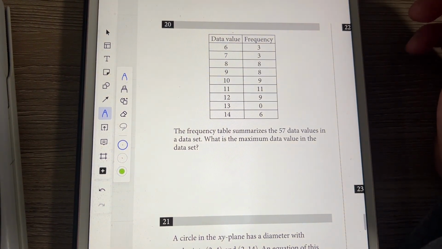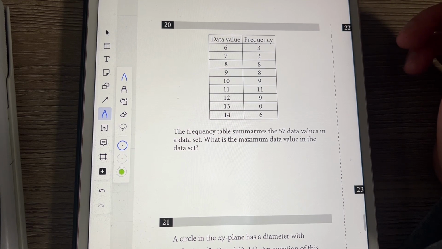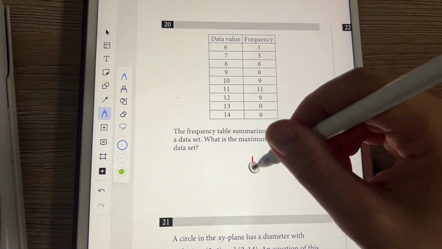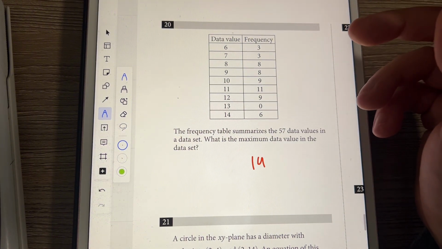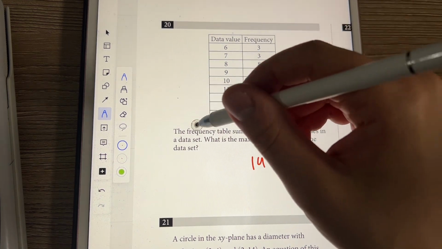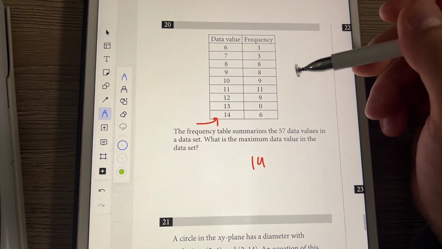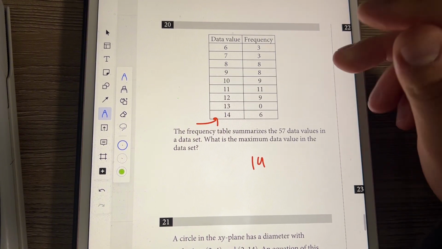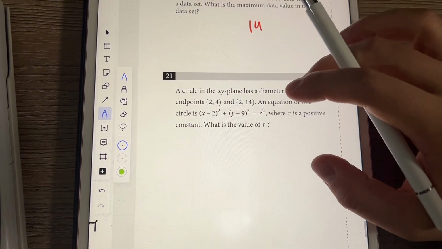The frequency table summarizes the 57 data values in a data set. What is the maximum data value in the data set? If you don't see that this is 14 right away, I cannot help you. This is way too easy. Do not be fooled on a question like this. This is just the maximum value. Now, if we didn't have any 14s, the maximum value would be 12 because there are no 13s. How about question number 21?